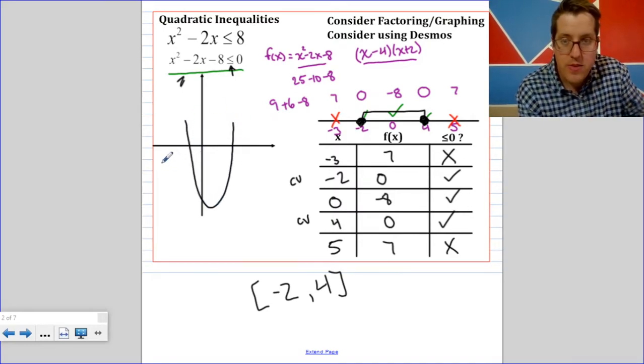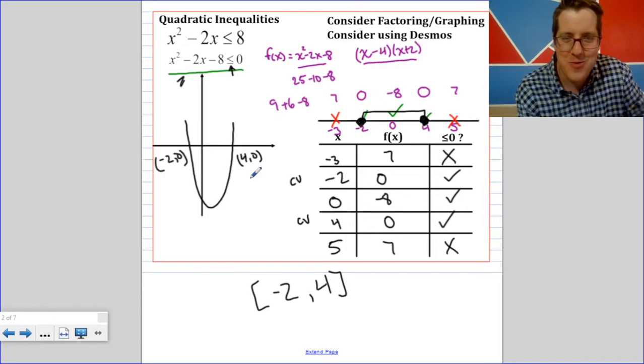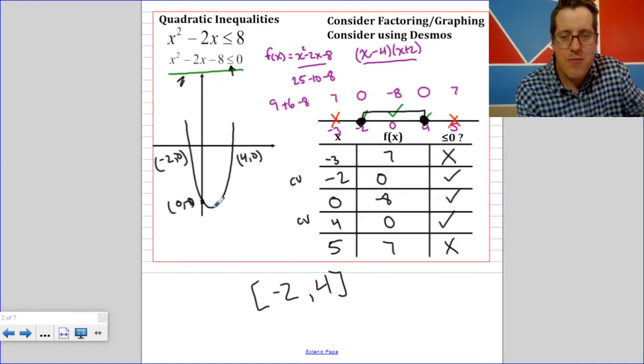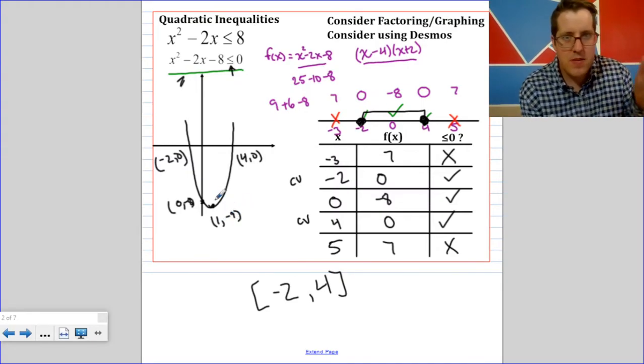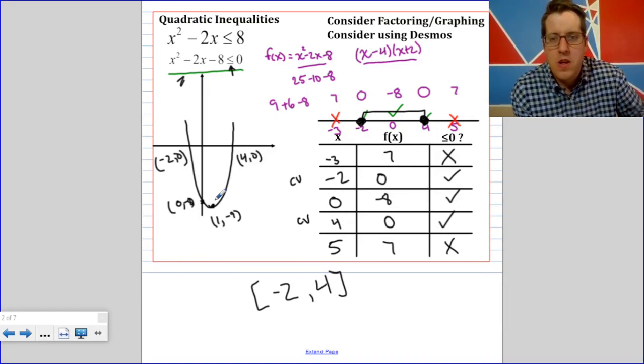Things you know when you're a math teacher, right? It has an x-intercept at -2, another x-intercept at 4, a y-intercept at -8, and a vertex at 1, -9. So I just happen to have all of those things memorized because I have to teach it to hundreds of kids every year and all that good stuff.